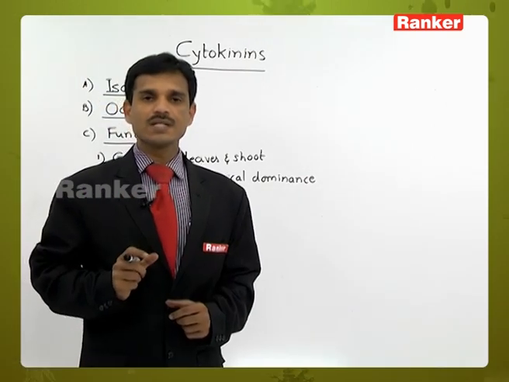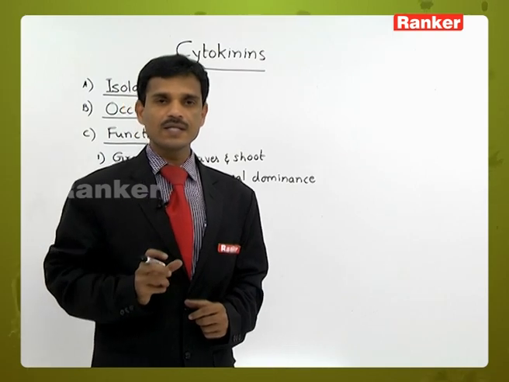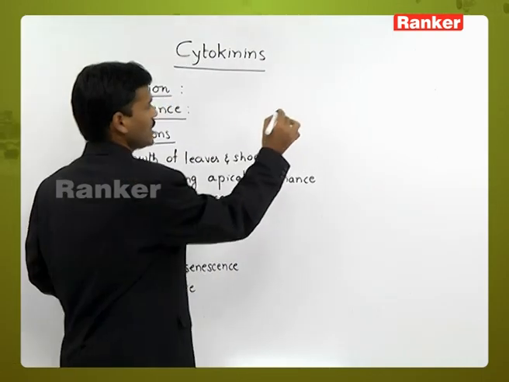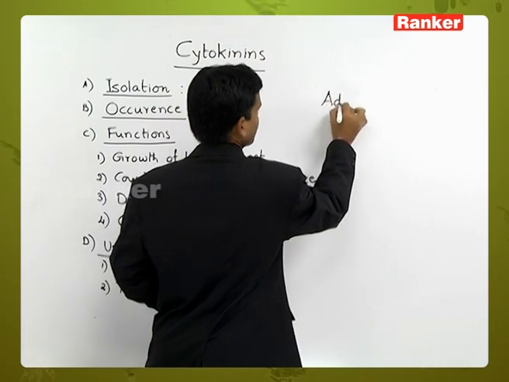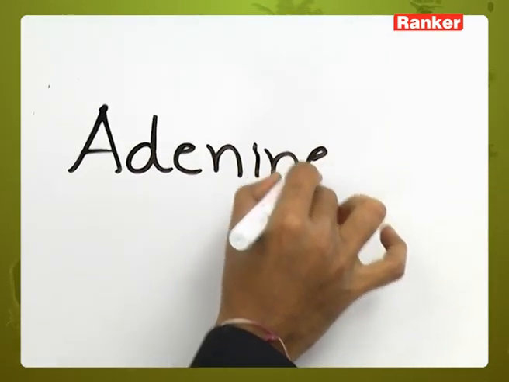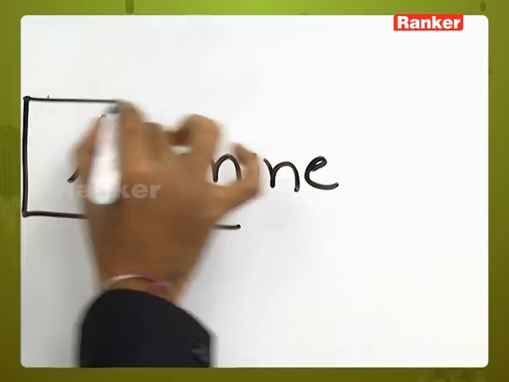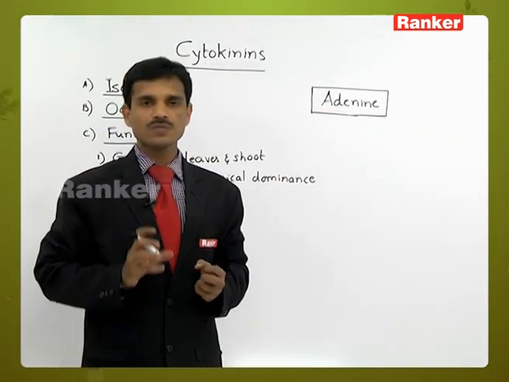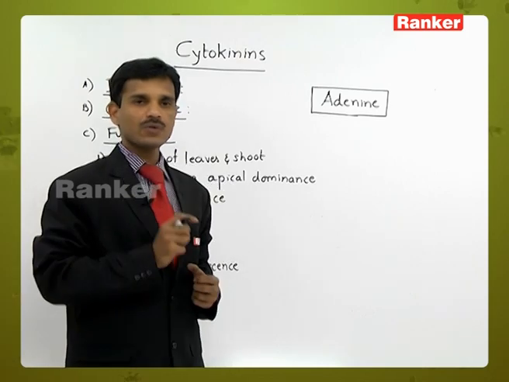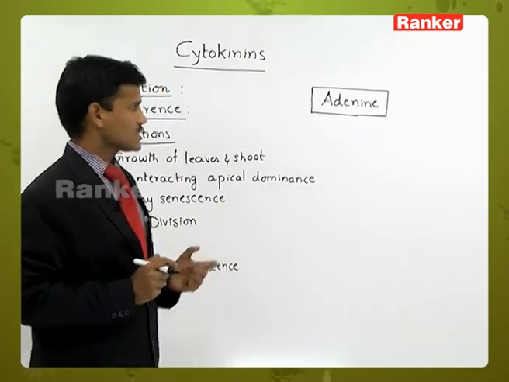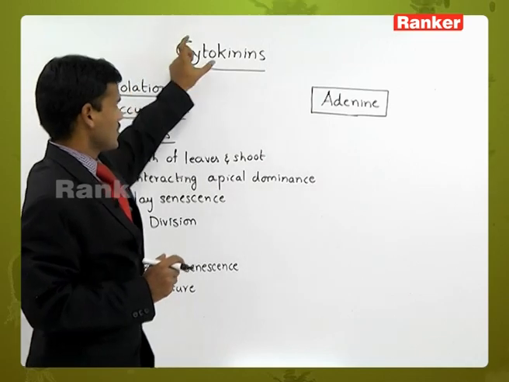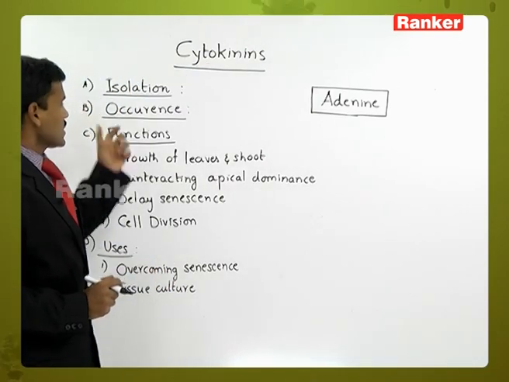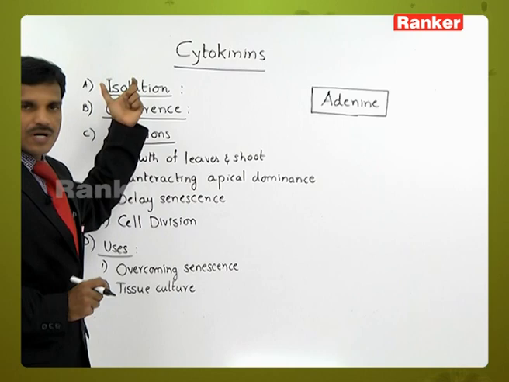For cytokinin synthesis, the precursor is adenine. Adenine is a nucleotide base, and from this adenine the cytokinins are generally synthesized. So it is the raw material for the synthesis of cytokinin. Next, where are the cytokinins produced?